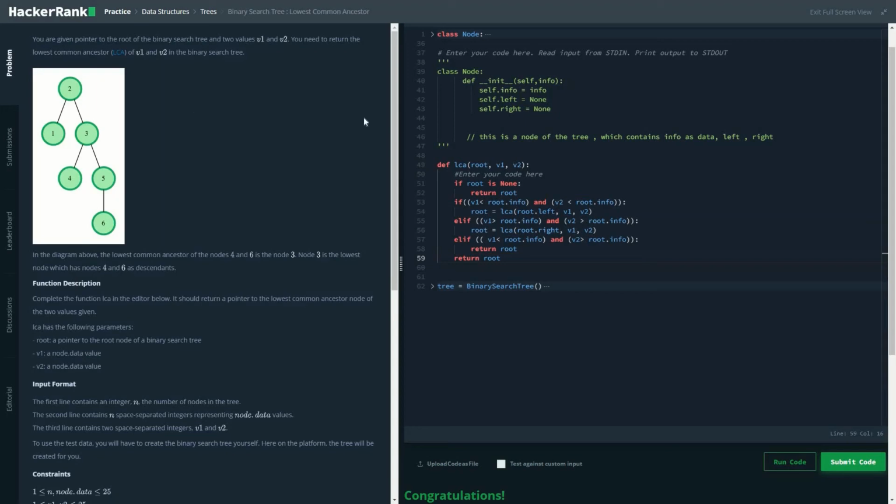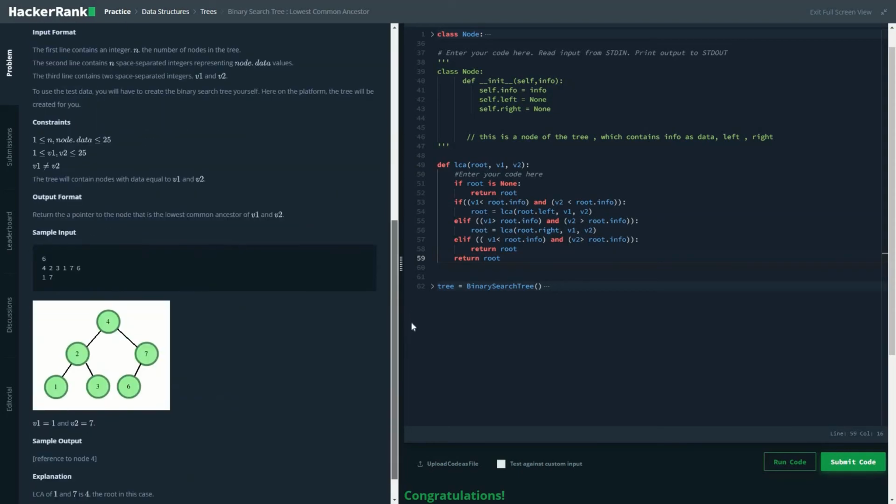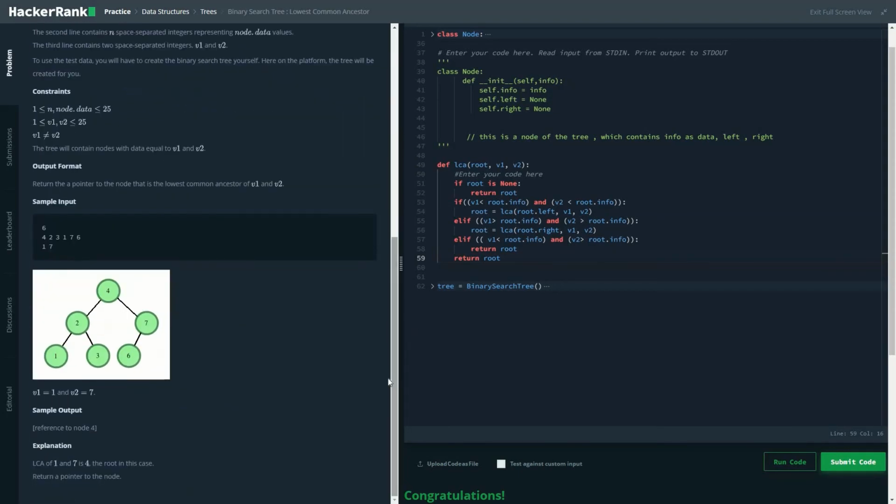If you look at this question and understand the input format, then you could easily understand, for example, between 1 and 7, which value is going to be the root or going to be the LCA? It's going to be number 4. So that's the way we have been trying to solve it.